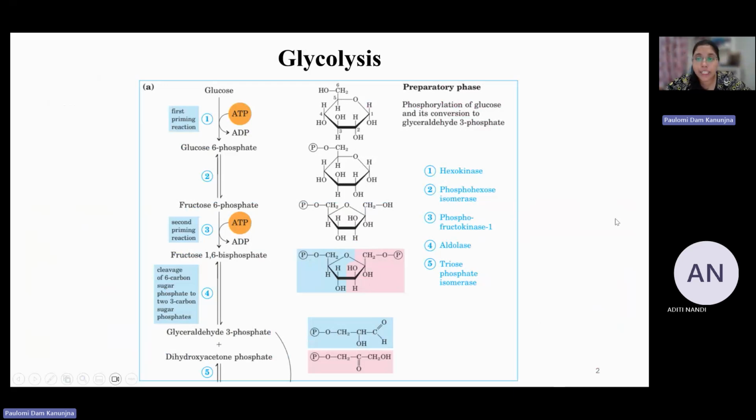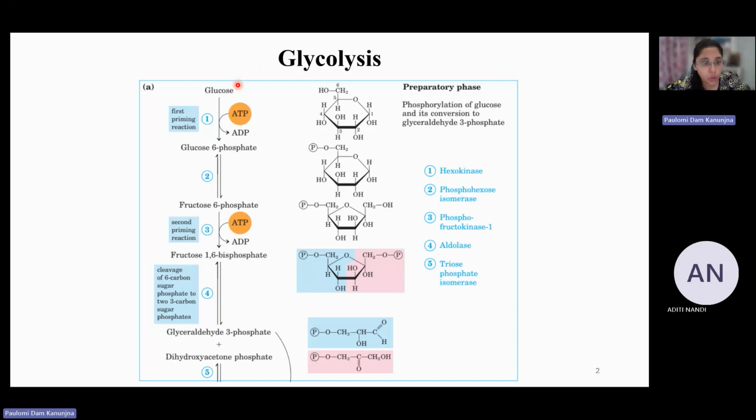In the preparatory phase, your glucose is phosphorylated and it is converted to glyceraldehyde 3-phosphate. This glucose to glyceraldehyde 3-phosphate is not one single step. There is a chain of reactions that takes place in this conversion, and those steps are what make it ready, because the glyceraldehyde 3-phosphate is what is to be used for ATP generation. So the phase is called preparatory because of preparing your glucose for ATP generation. And you have these 5 steps. Each of the 5 steps is marked by 5 enzymes, right?